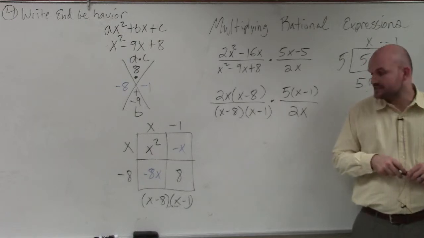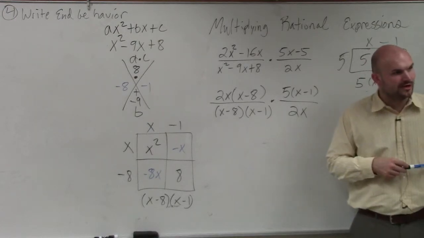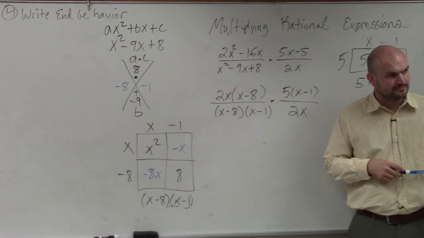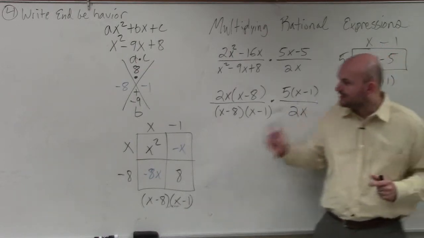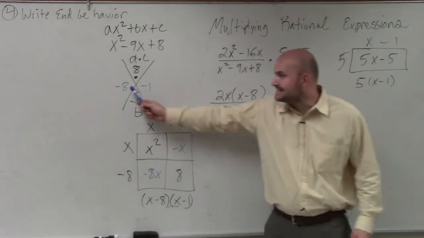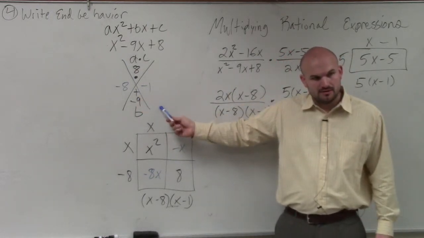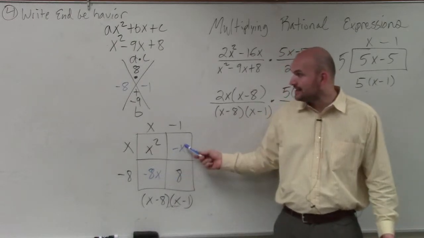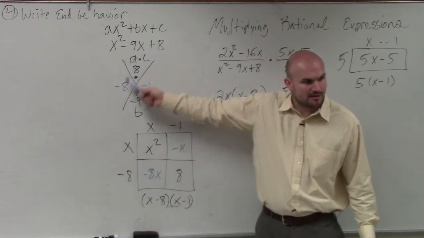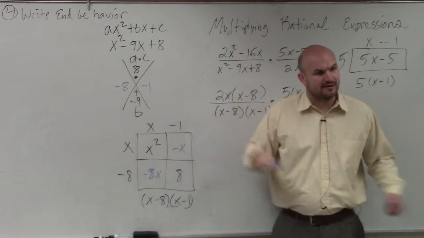I'm going to get to those in just a second. I just want to make sure everybody understands how I factored this. What I did was I broke up the 9 into negative 8 and negative 1. I broke it up into 2 different boxes. How did I get negative 8 and negative 1? I did this diamond part. That's where we get that.